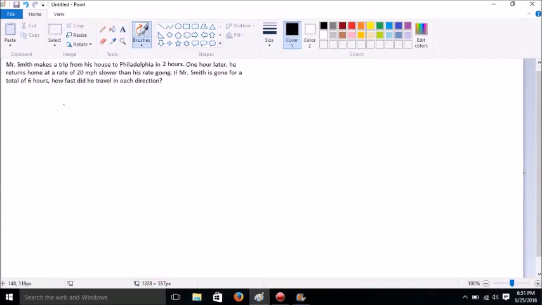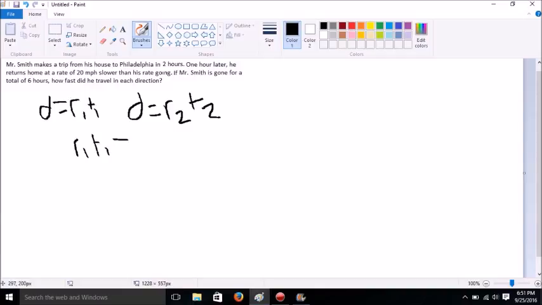So we're going to start off by writing two distance formulas. Distance equals rate times time, with the subscript 1 on one side, since it's his first trip, and subscript 2 on this side, since it's his way back, his second trip. What we know is that his distances are the same, since he went from his house to Philadelphia and then back to his house, the same distance. So we can make them equal to each other: rate 1 times time 1 equals rate 2 times time 2.